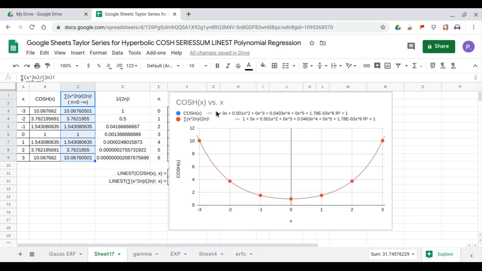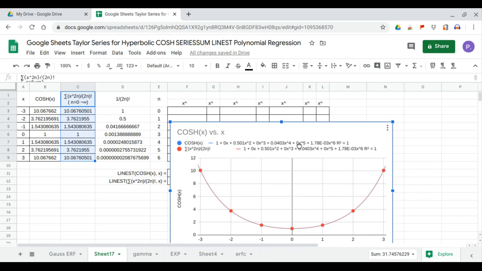And yes, it confirms. B0 is 1, B1 is 0, B2 is 0.501, B3 is 0, B4 is 0.0403, and B5 is 0, B6 is 1.78 times 10 to the minus 3. So they have the same coefficients. We will calculate these coefficients using LINEST.